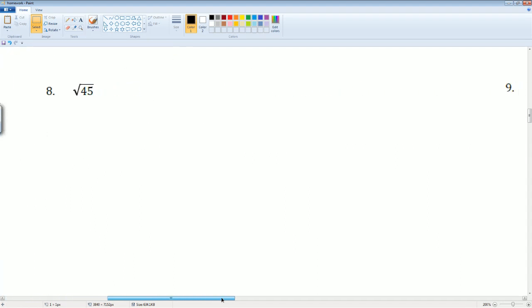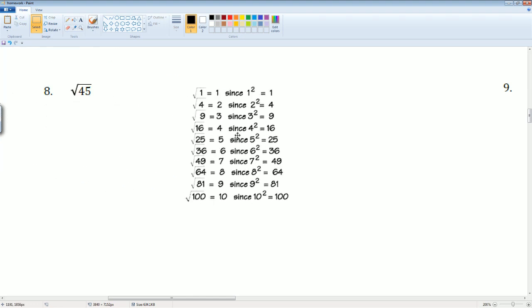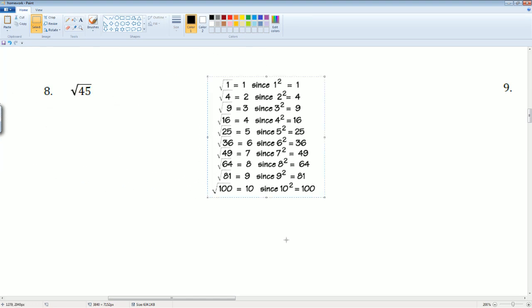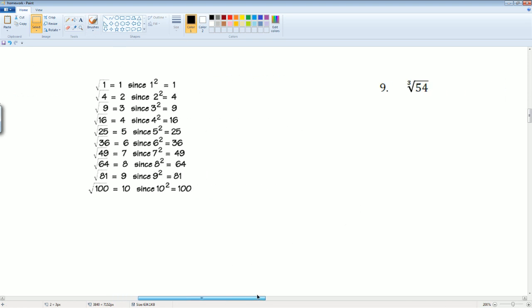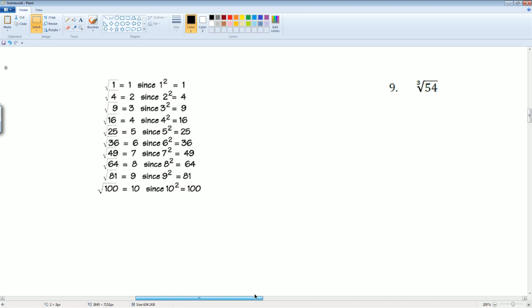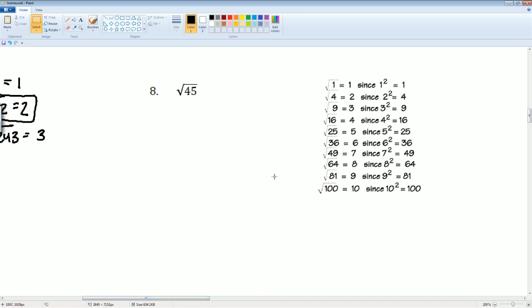Ooh, I love 45. 45 is a very pretty one. Again, this one's going to be an easy one to do. I'm gonna give you the cube root of 54 for later, but I'm gonna show you this one. Let's go over its factors.